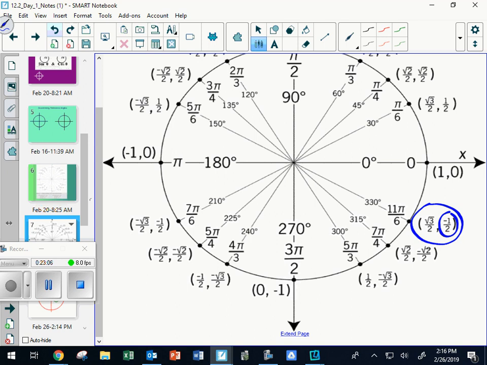All right, how about this? What's the cosine of 210? Well, here's 210. Negative √3/2. If you're like, that doesn't make any sense to me, let me back up and show you something.